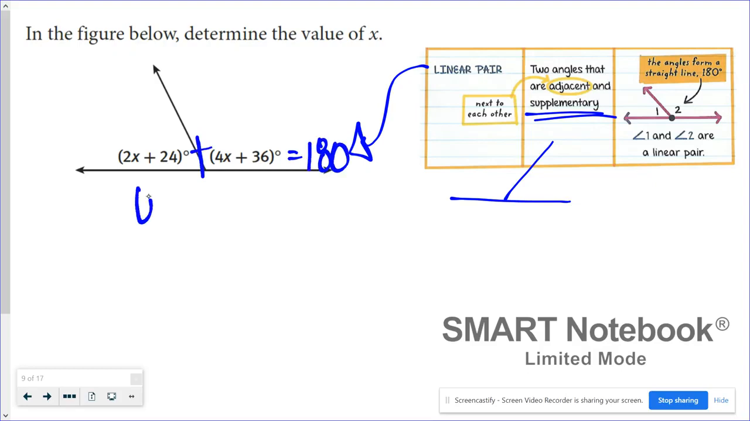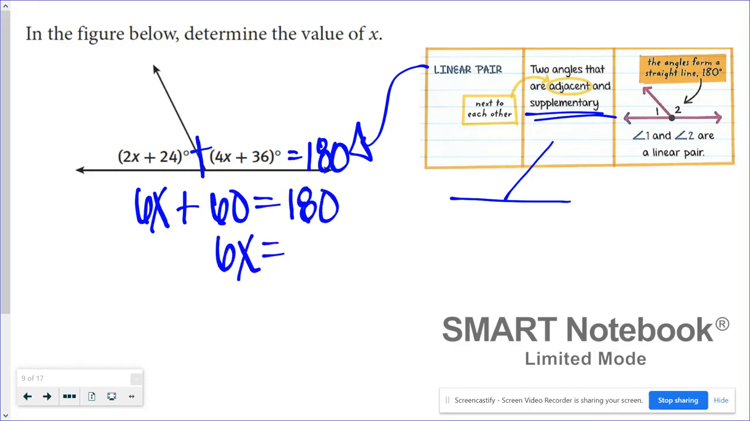So 2x and 4x is 6x, 24 and 36 is 60, and this is equal to 180. So I get that 6x is equal to 120, and therefore x is equal to 20. And what do you know? That's all they wanted, was the value of x.